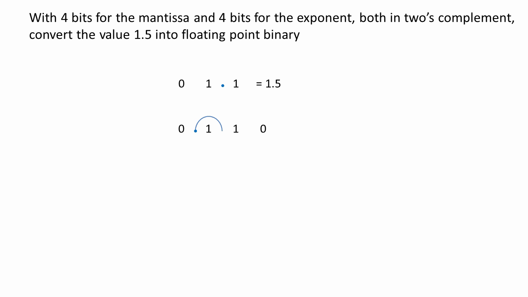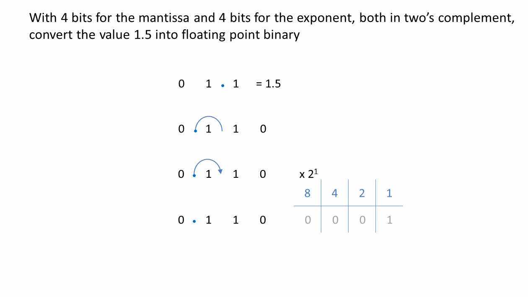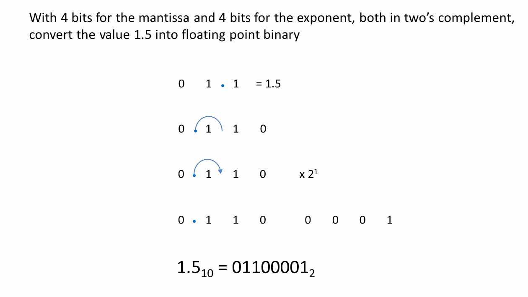In order to get this binary point back into its original position, you would have to float it 1 place to the right. This gives you the value of the exponent, positive 1. Calculate the exponent in binary and represent it using the number of bits that have been allocated to the exponent. In this case, the number 1, represented with 4 bits, is 0001. So here is the floating point binary representation of 1.5 that we're looking for.